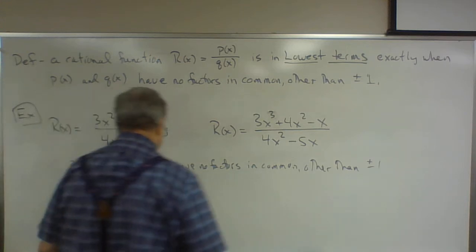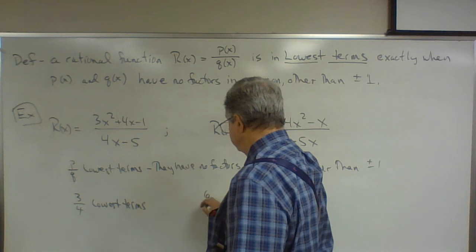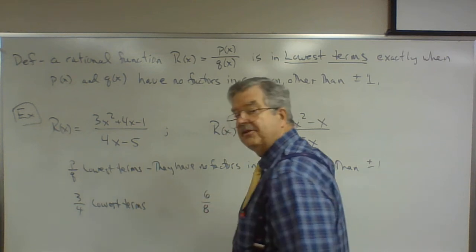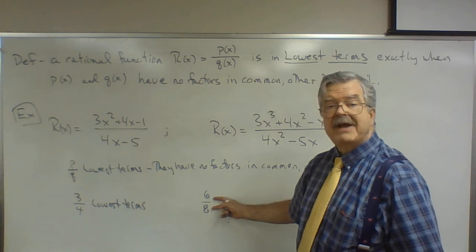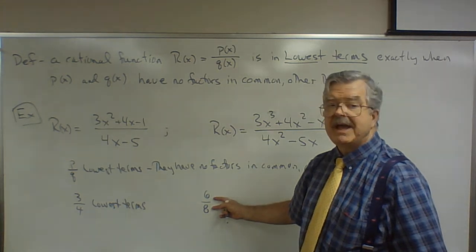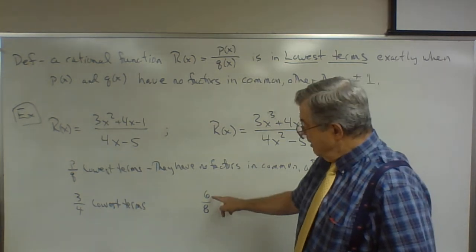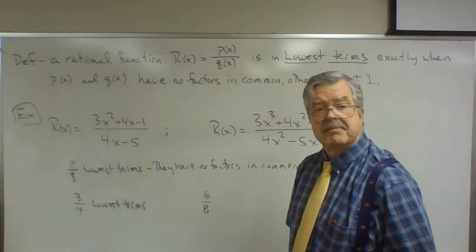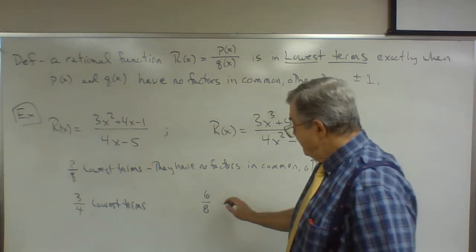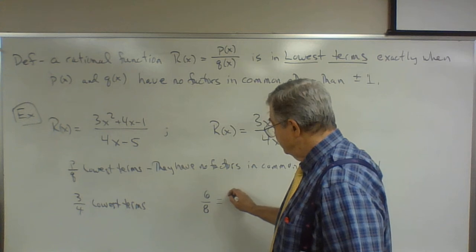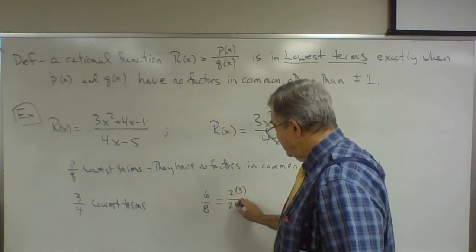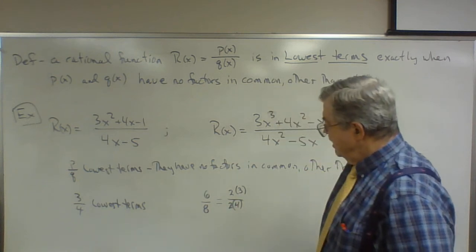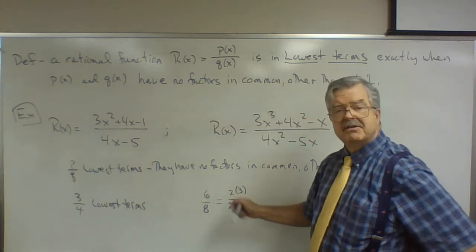Now what about this one? 6/8. Is this fraction in lowest terms? We look at it and say, no. Both the top and the bottom have a factor of 2. 2 times 3, 2 times 4. And we say, okay, this is not in lowest terms.